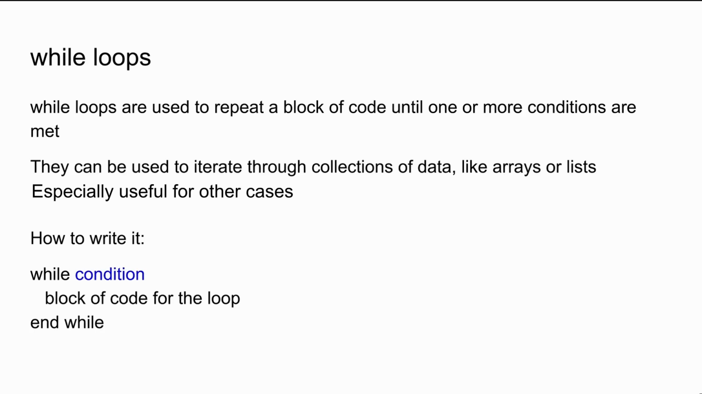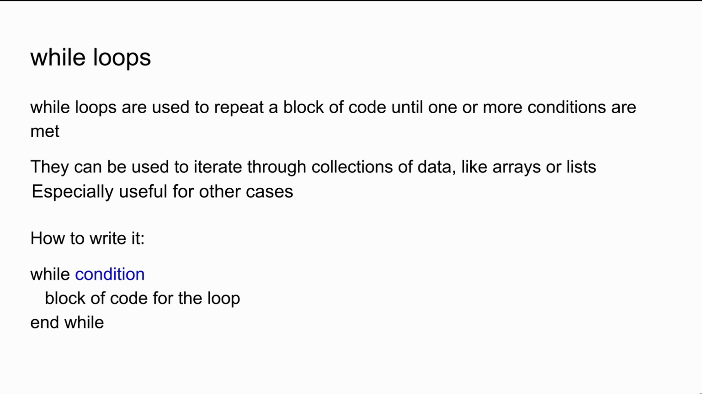Okay, so what are while loops? A while loop is a control flow statement used to repeat a block of code while one or more conditions are true. Just like for loops, they can be used to iterate through collections of data, like an array or list. But they are especially useful in other cases when we need to repeat the block of code until a condition is met. This is how we are going to write while loops in this course.